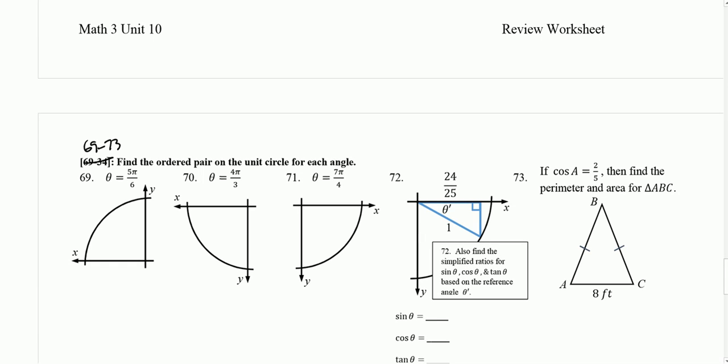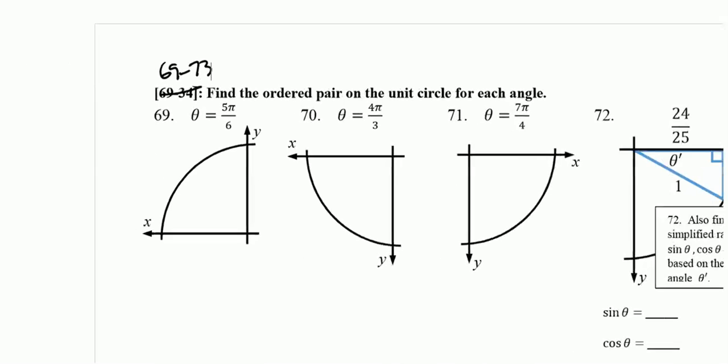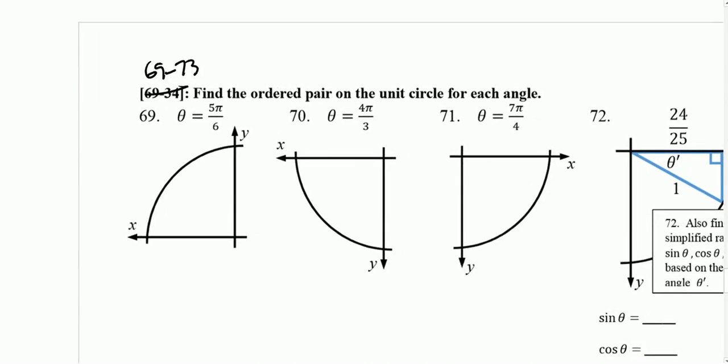Find the ordered pair in the unit circle for each angle. So 69, we have 5 pi over 6. They're indicating already what quadrant we're in. Remember, 180 is 6 pi over 6, which is pi. 5 pi over 6, somewhere over here. And the reference angle is the difference between 5 pi over 6 and 6 pi over 6, which is pi over 6. Pi is 180, so we get 30 degrees.